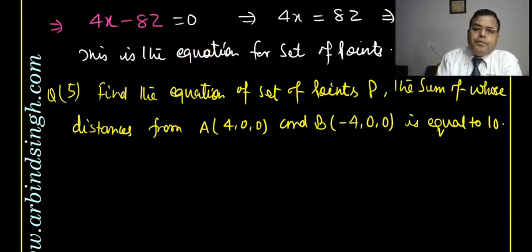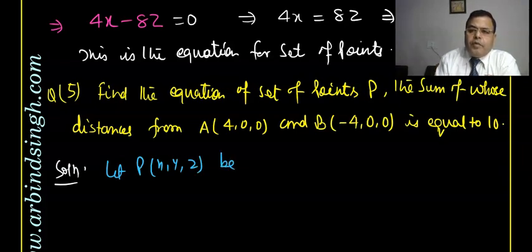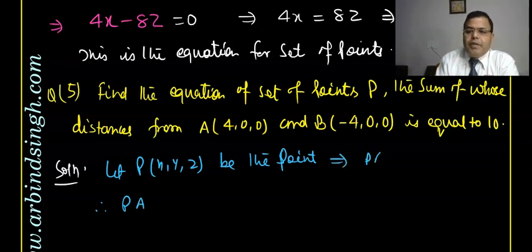Solution. Let P be (x, y, z), a point of the set. Therefore, PA plus PB is equal to 10, the sum of distances. Therefore, PA plus PB is equal to 10, or PA is equal to 10 minus PB, isn't it?